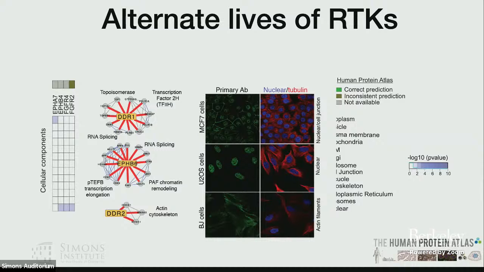And with a primary antibody against this in a cancer cell, you can find that it's localized in the nucleus as well. And similarly with DDR2, it binds with a number of components of the actin cytoskeleton. And in BJ fibroblast cells, it's localized to the actin filaments as well. So this says to us that it's really not that far off, and that we should potentially consider non-canonical localizations of these proteins, particularly in cancer where they're highly overexpressed.